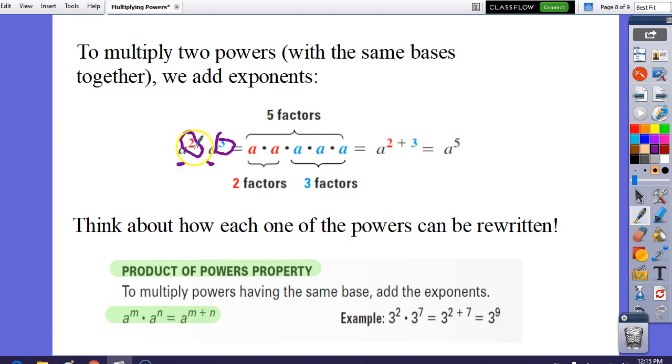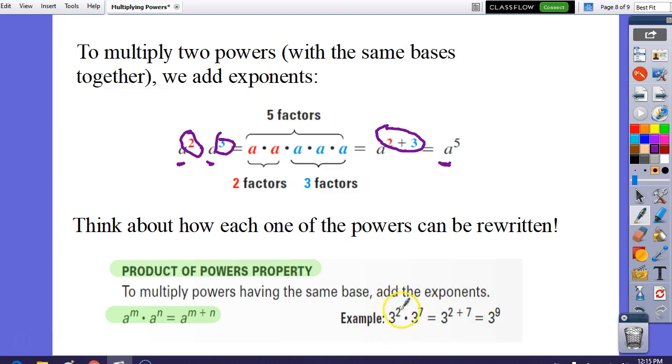So it turns out a to the 2nd times a to the 3rd, 2 a's and 3 more a's, would make a to the 2 plus 3. That's the important part right there, which makes a to the 5th. Okay? So the product of powers property, this is important, it's probably something you should write. When we multiply powers that have the same bases, we add the exponents.